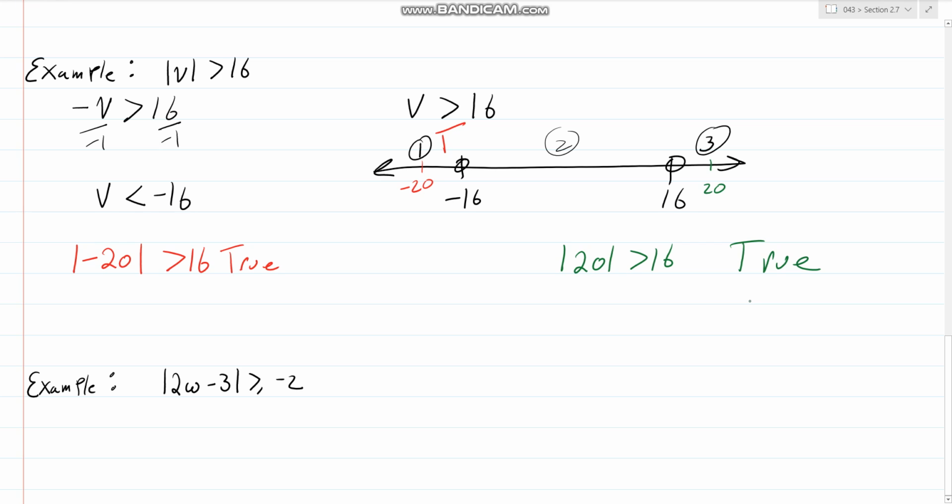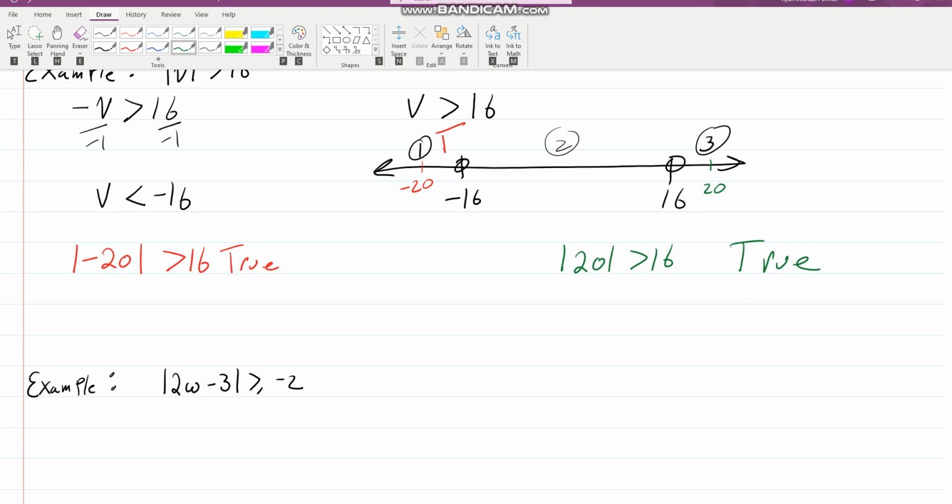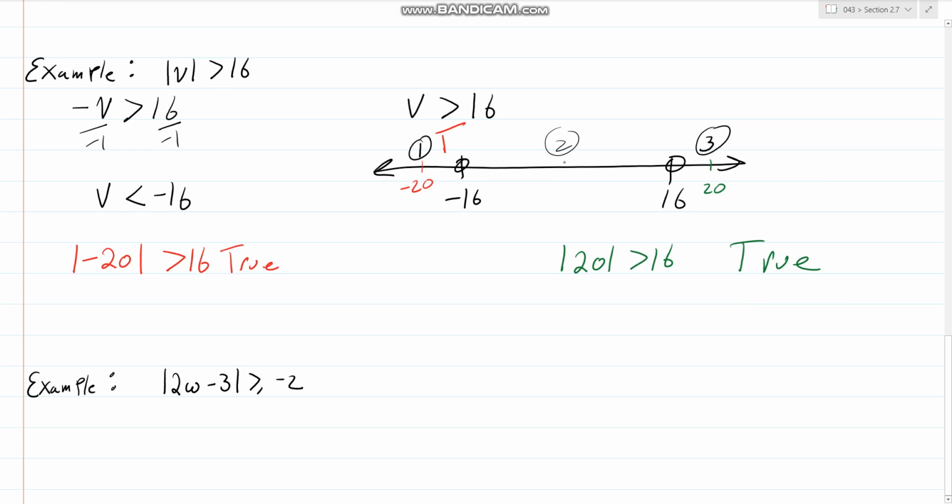All right, to prove to you that region 2 is not going to work, in case you're worried, you can plug in 0. That is a number between -16 and 16, and you can see that the absolute value of 0 is not greater than 16. So we know that this region is false.